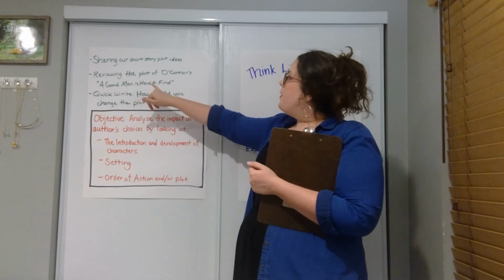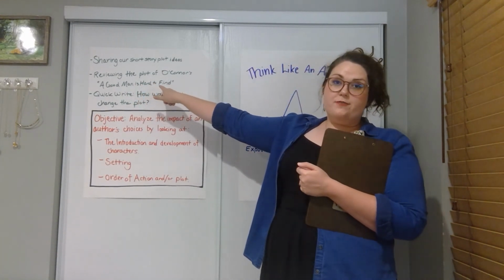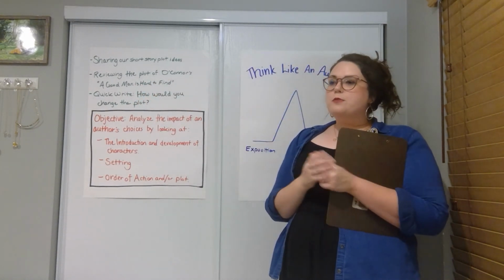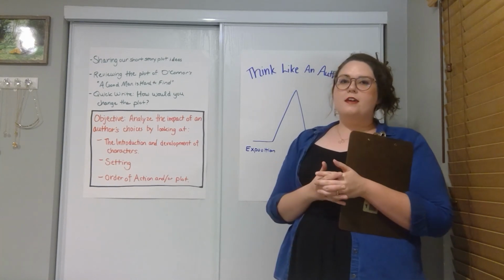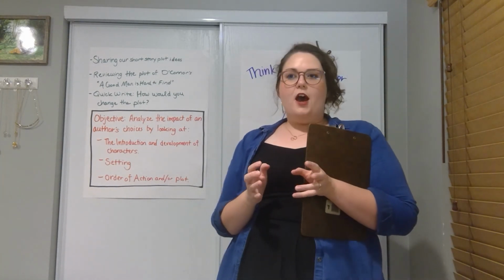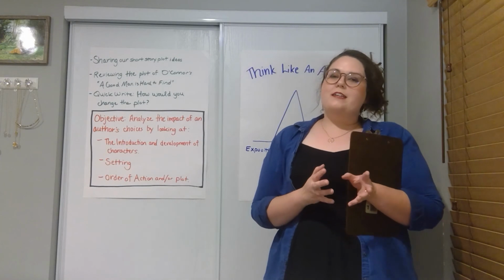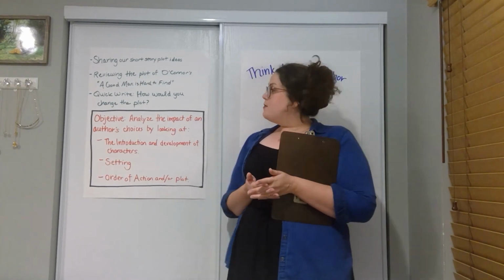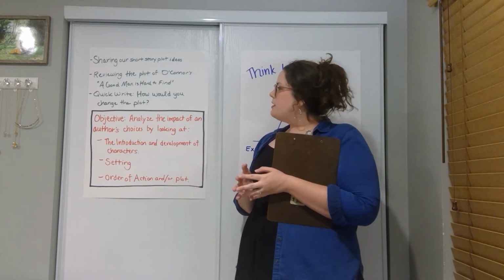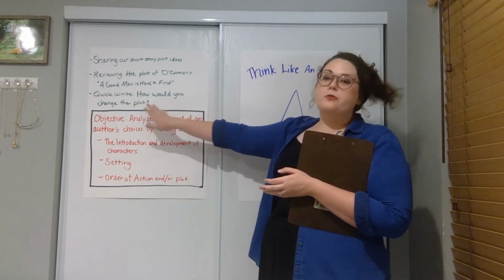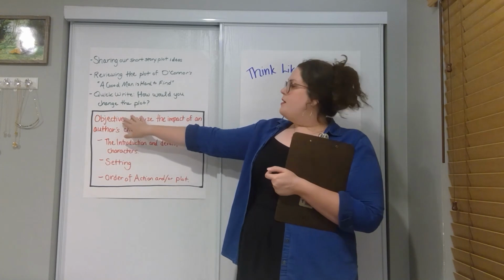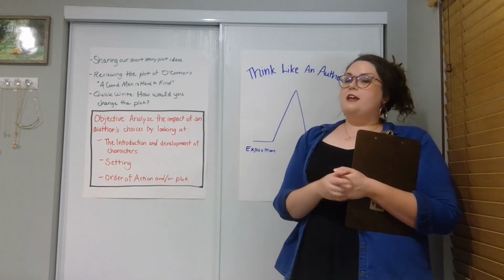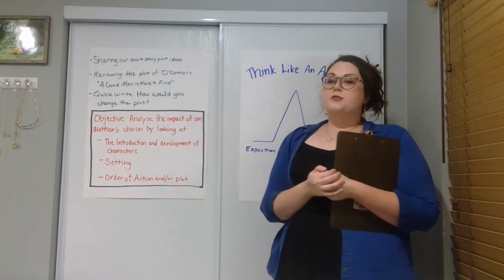Then we're going to review the plot of O'Connor's A Good Man is Hard to Find, and we're going to really think like an author and think about the craft of story writing, what it involves. And then at the end of the class, we're going to do a quick write. The quick write is going to be: how would you change the plot of the story? What would you do differently to O'Connor's story?